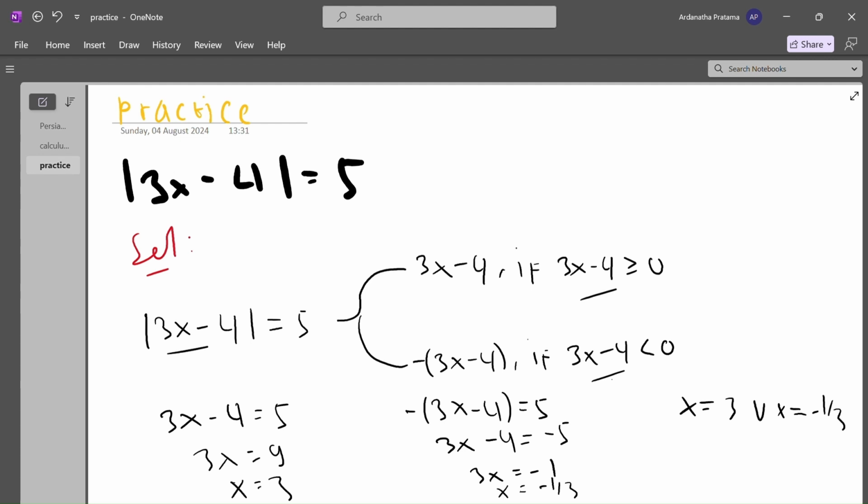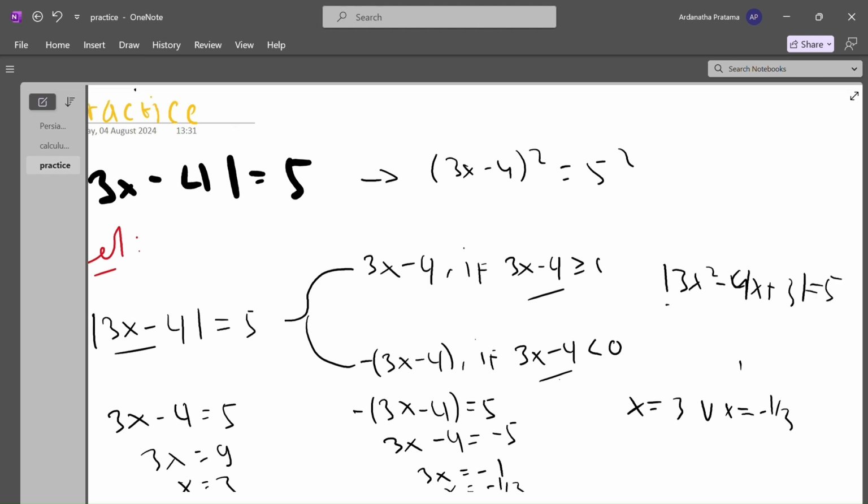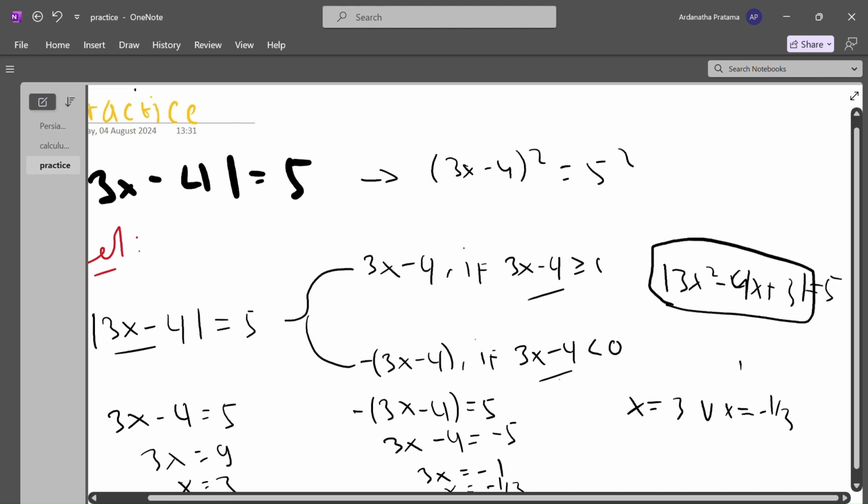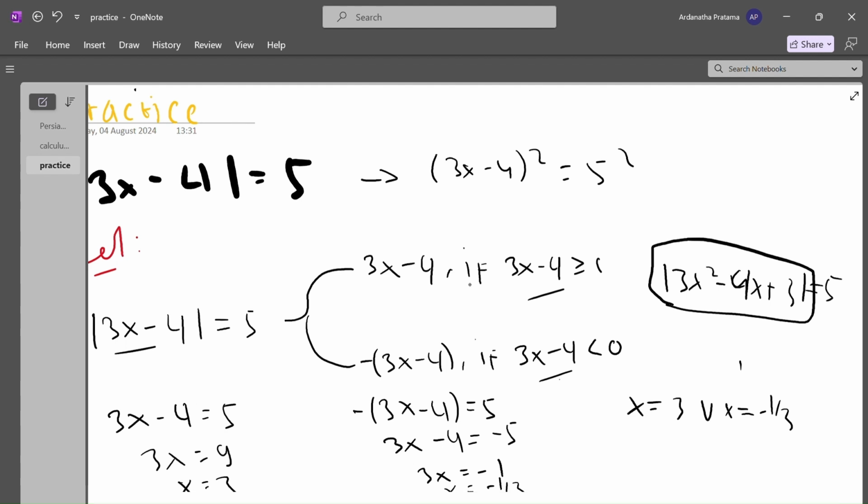Maybe you have an argument: of course we can do something like this, why don't you use this solution with plus or minus? Well, that's a good argument. But what if I have something like this, and we're going to use the quadratic formula? Of course, that will be complicated, right? So I recommend this way, even though it takes more time, because it's more efficient.